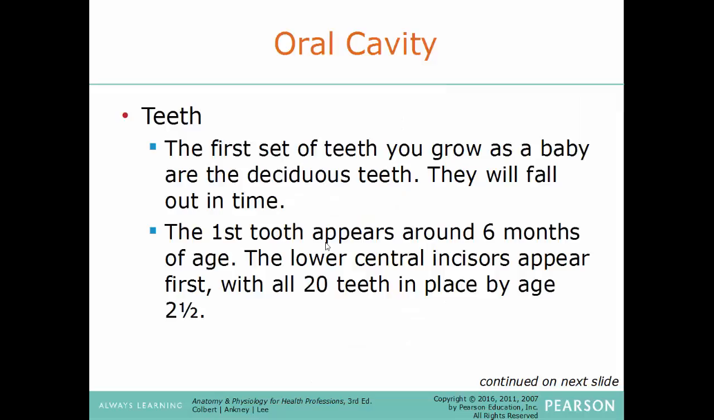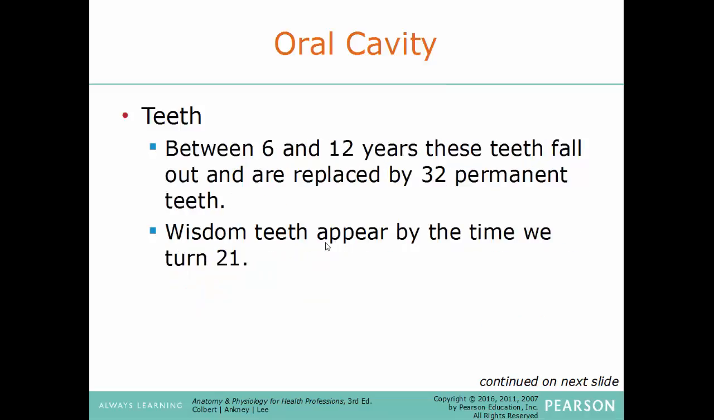Alright, the first set of teeth we have, the primary teeth, are also called the deciduous teeth. And as we get older, these will fall out because they are pushed out by our adult teeth. The first tooth that we have generally appears around when a baby is 6 months old. The lower central incisors appear first, and then all 20 teeth in our primary set of teeth are in place by age 2.5. Between the ages of 6 and 12, these teeth will fall out and are replaced by our adult teeth, our 32 permanent teeth. And our wisdom teeth will appear by the time that we are 21 years old.